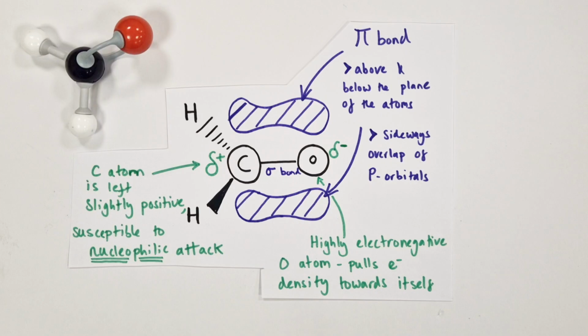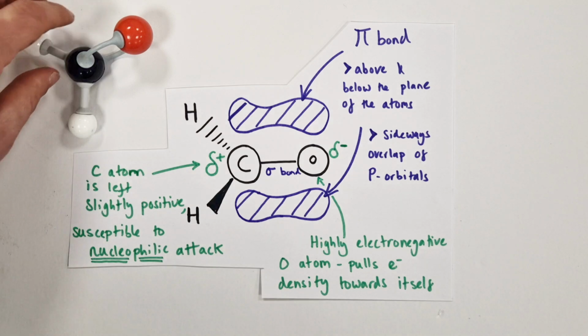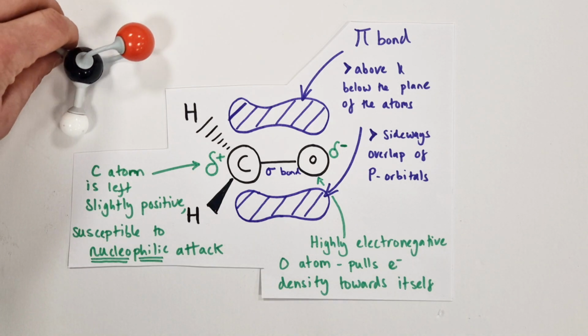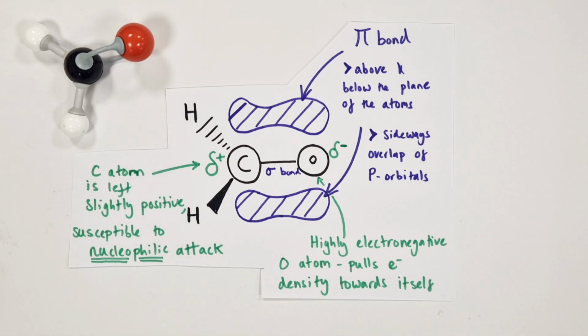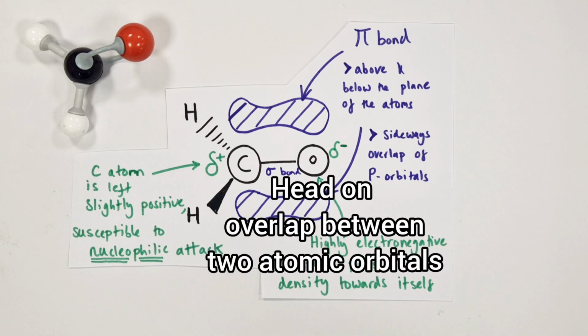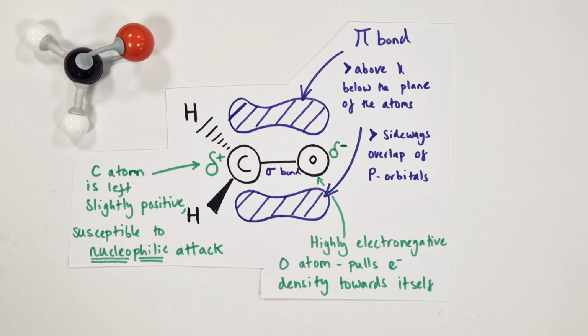Let's get started. So when we look at the carbonyl group, you'll notice it has a double bond. Let's talk about how that forms. So there are two types of bonding taking place between the carbon and oxygen atoms in the carbonyl group. We have a sigma bond, which is a head-on overlap of two atomic orbitals, one from the carbon, one from the oxygen, creating that sigma bond, covalent bond between the two atoms.